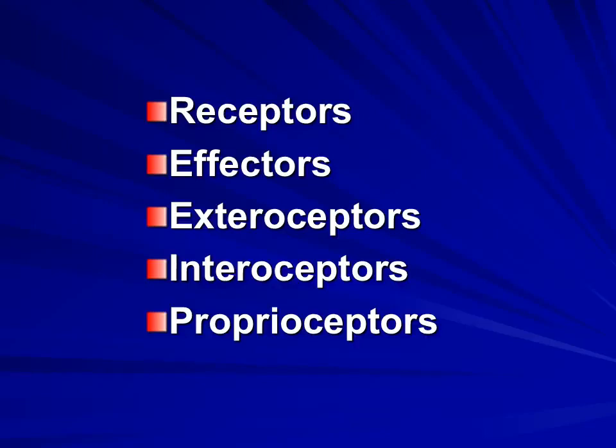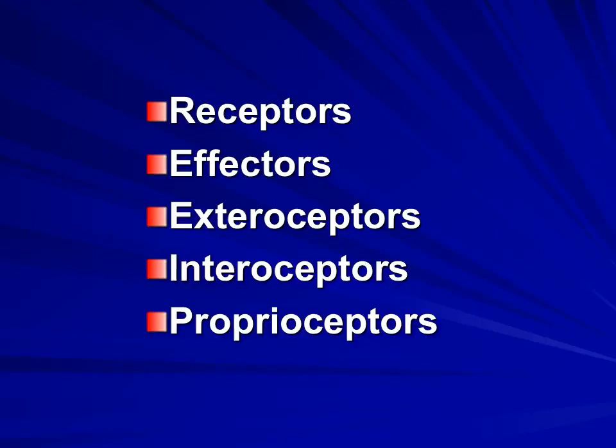Effector cells are cells that contract and relax muscles, or they can secrete hormones or other chemical substances like what glands do, and they enable the organism to make a specific adaptive response to that stimulus. An exteroreceptor is a sense organ that responds to a stimulus external to the body, such as touch, pressure, temperature, pain, whereas an interoceptor is a sense organ that responds to stimuli internally, so within the body.